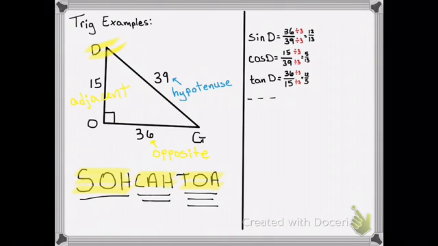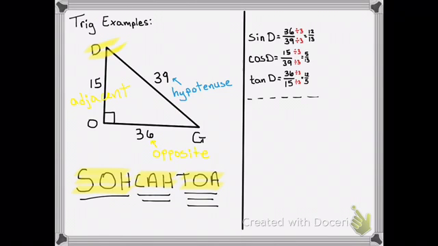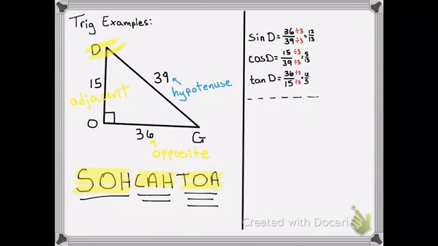Now, there's other angles in this picture, not just angle D. There's angle O and there's angle G. Now, angle O is a 90-degree angle. We never do trig on 90-degree angles. There are ways to work through it, and you'll see that in the future. But for us, we're never going to deal with the 90-degree angle. We'll only deal with the non-90-degree angle ones.